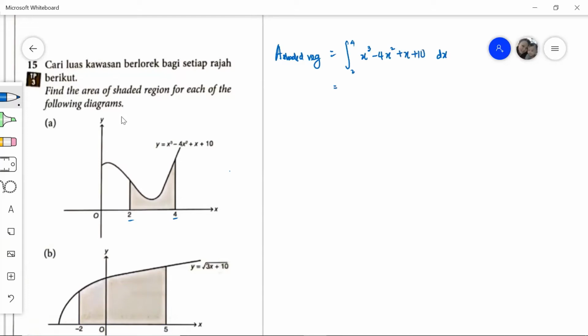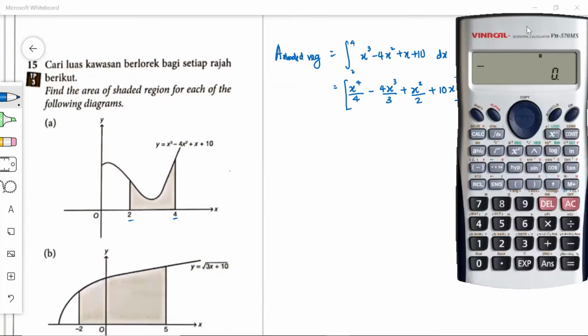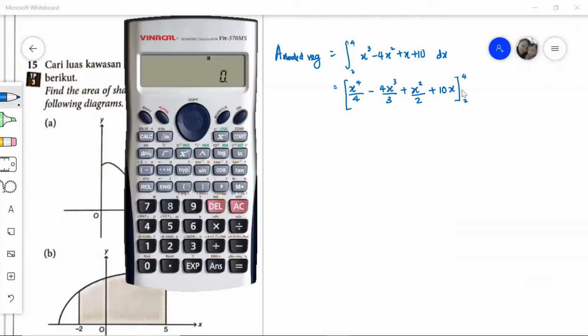So let's integrate this. We have x to the power of 4 over 4 minus 4x to the power of 3 over 3 plus x squared over 2 and then plus 10x, with the boundary from 2 to 4. From here, we need the help of a calculator. All right, let's key in this formula.